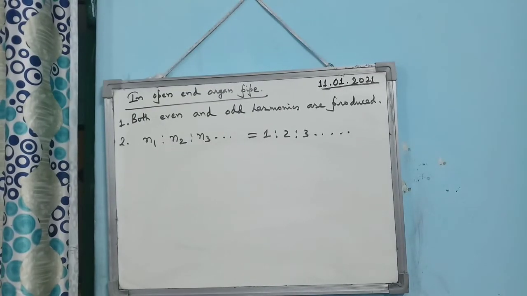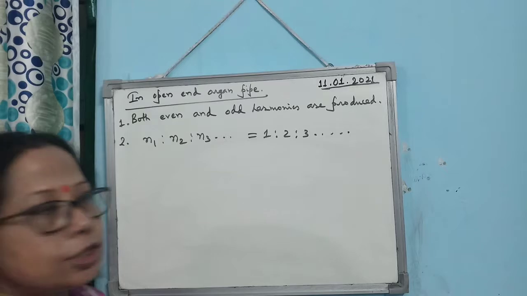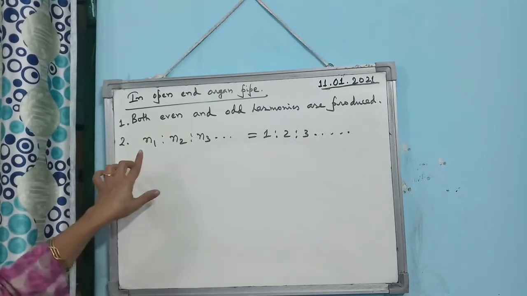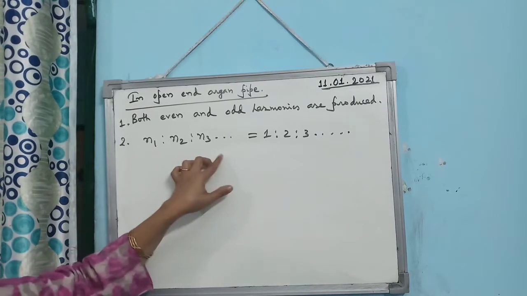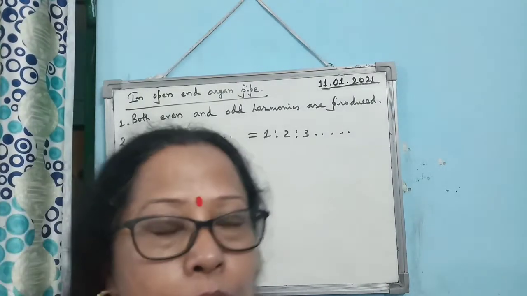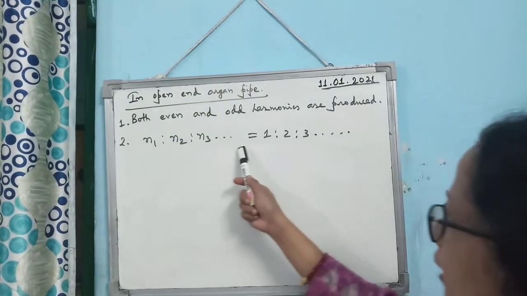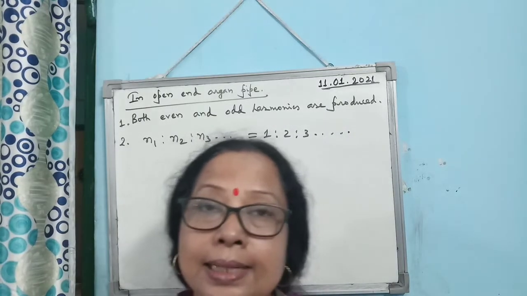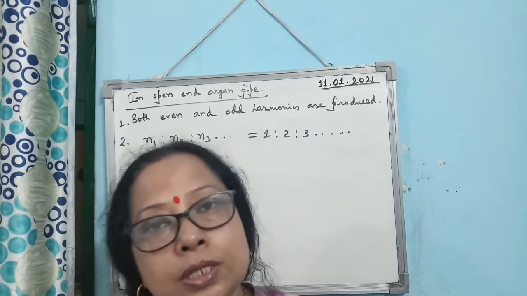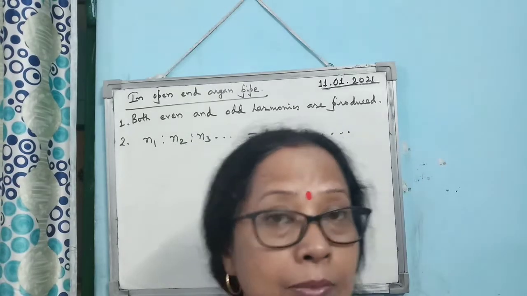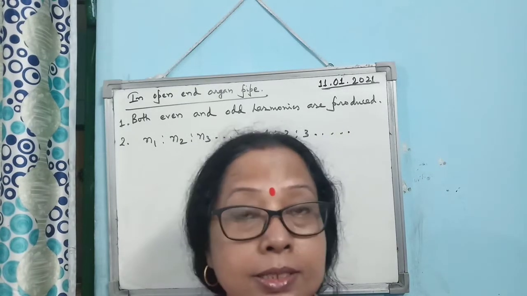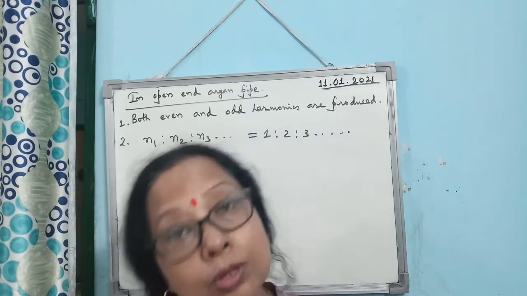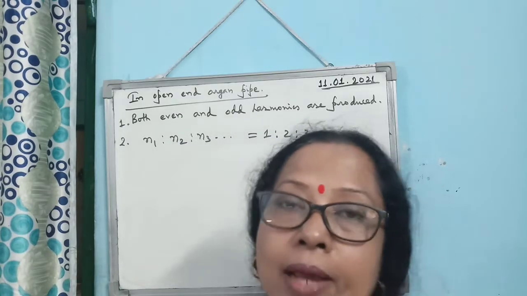So you see, if I summarize the previous discussion, in open-end organ pipe, both even and odd harmonics are produced. And what is the ratio of the frequencies of different modes of vibration? N1 is to N2 is to N3, 1 is to 2 is to 3, and so on. Is that clear? If the question comes to differentiate between the sound produced in closed-end organ pipe and open-end organ pipe, I am not writing on the board, I am just saying it verbally, it is your duty to note it down.